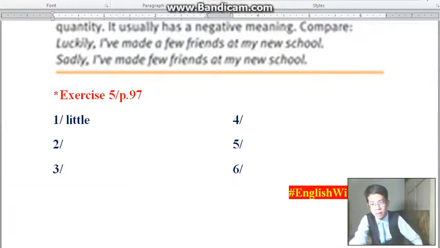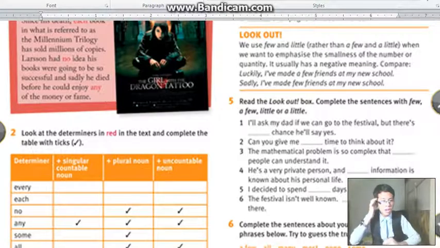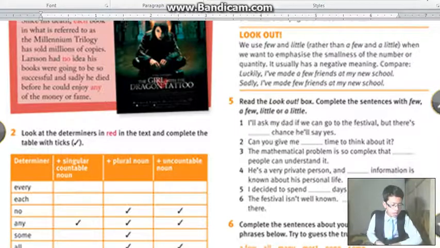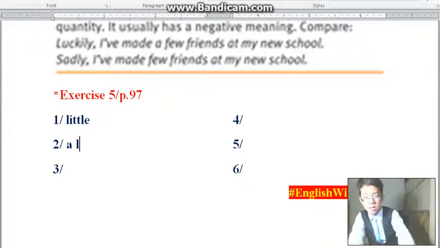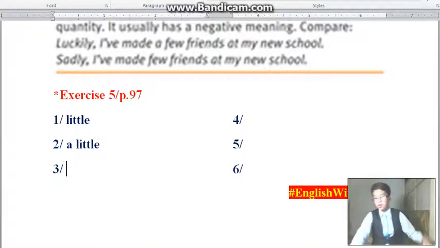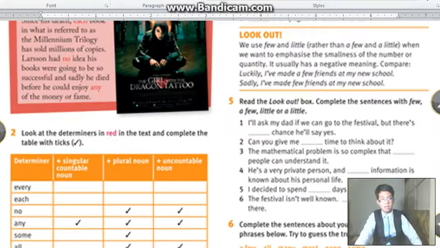Number 2. Can you give me blank time to think about it? Alright, so time, it is uncountable. So for uncountable, we will use little. Yes, but what will we choose? A little or little? Can you give me a little time to think about it? So it now stays in the positive meaning. So a little chance, a little time to think about it. Alright? A little. Alright. Next one, please.